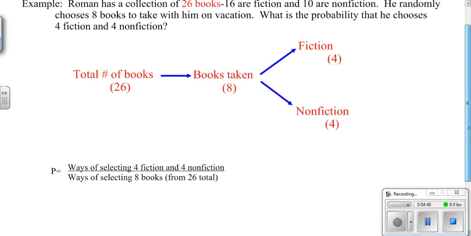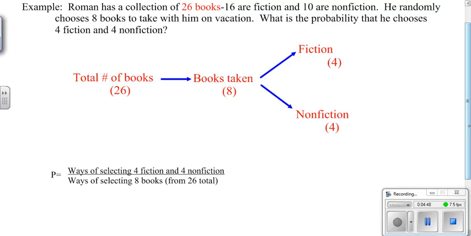So there's going to be kind of multiple steps to this one. We know that the total number of books is 26 and that he's only taking 8, and we want to know how many ways there are, or what's the probability that we'll end up with 4 as fiction and 4 as nonfiction.